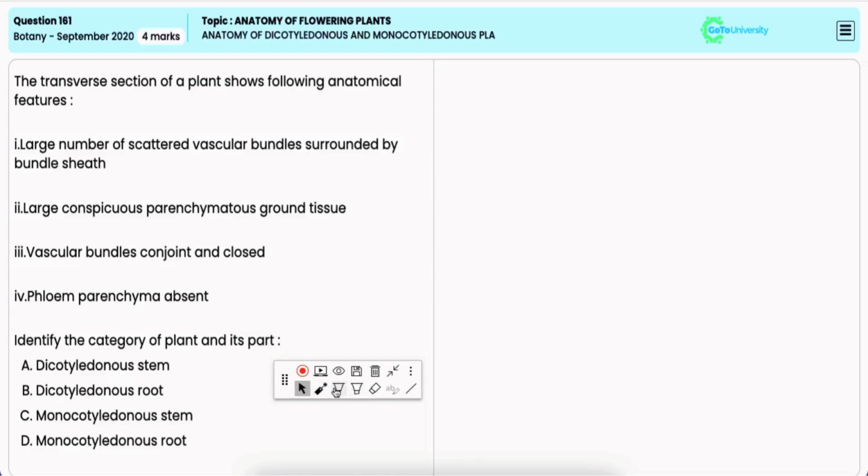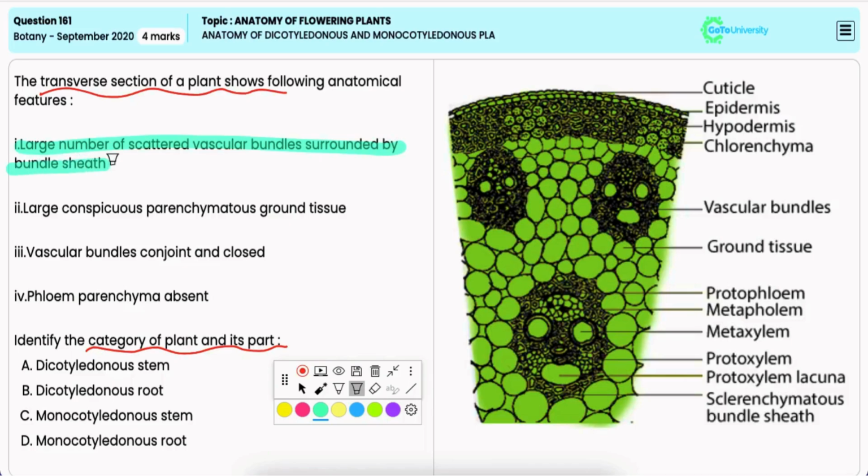In this question, you have to identify the category of the plant and its parts, the transverse section of which shows statement A, a large number of scattered vascular bundles surrounded by bundle sheath. Now, this is the characteristic of monocots, where vascular bundles are scattered throughout the stem.